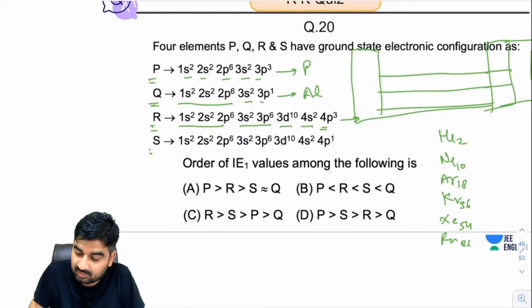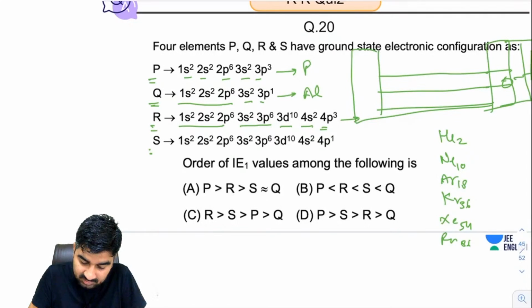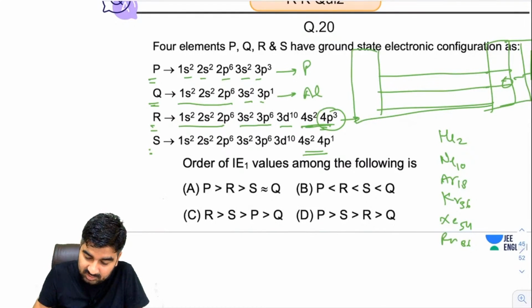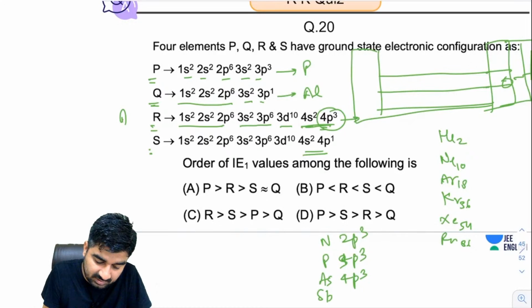So it will be 1, 2, 3 here, and it will belong to the fourth period, 4p3. So it will be from the nitrogen family. 3p3, 4p3, sorry. So it will be basically arsenic.